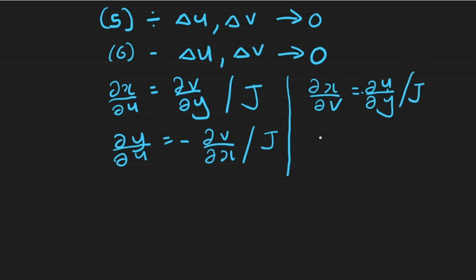Divided by the Jacobian. And finally, ∂y/∂v is equal to ∂u/∂x divided by J.